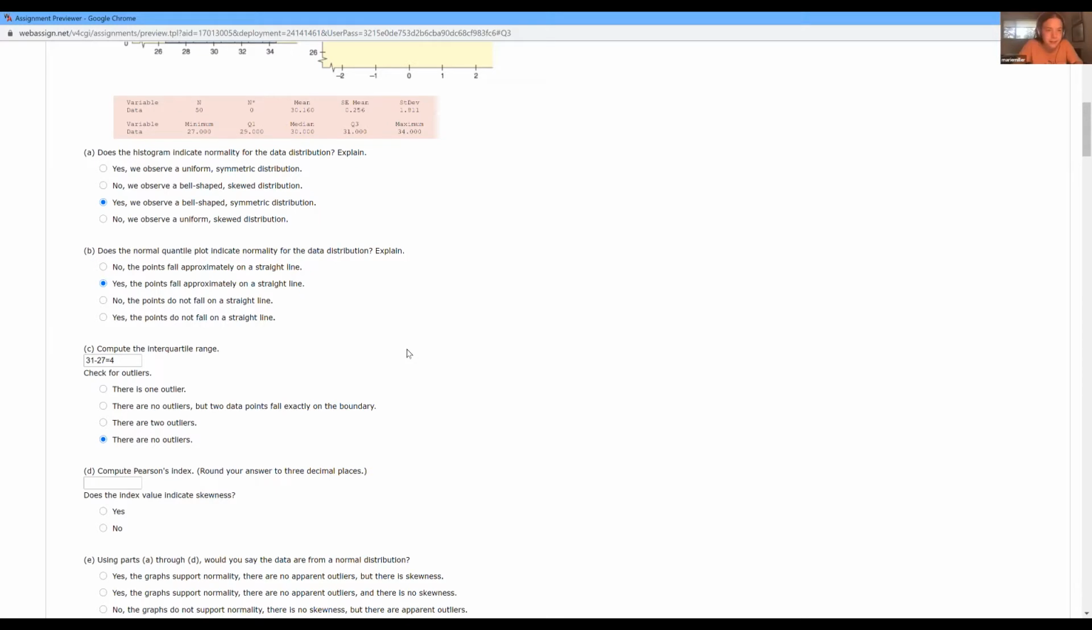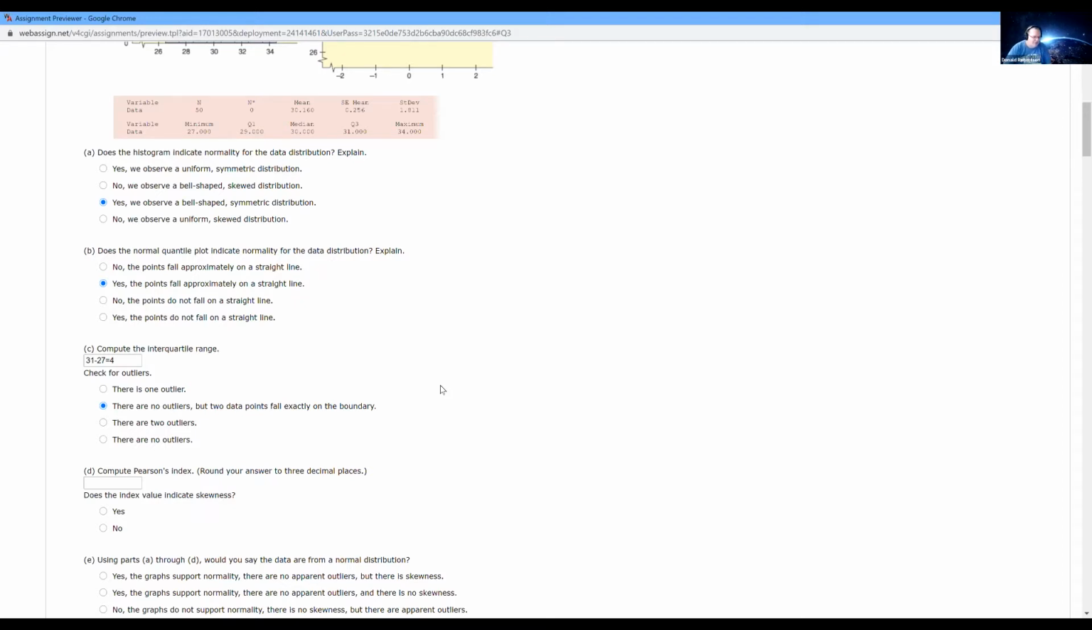That says, I selected there are no outliers too, and I got it wrong. What does it say there is? Oh, I didn't put the... I got that one right. Yeah, it's the second one. It says that there are no outliers, but the data points fall exactly on the boundary. Oh, moral of that story is read all 4 choices. There was another no there. I just didn't see it.